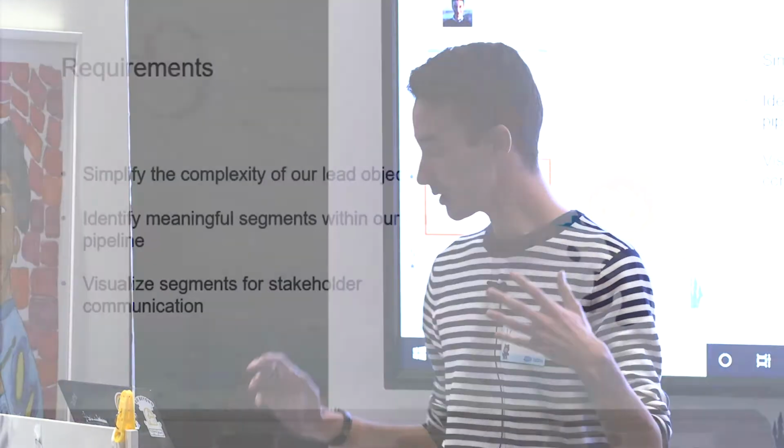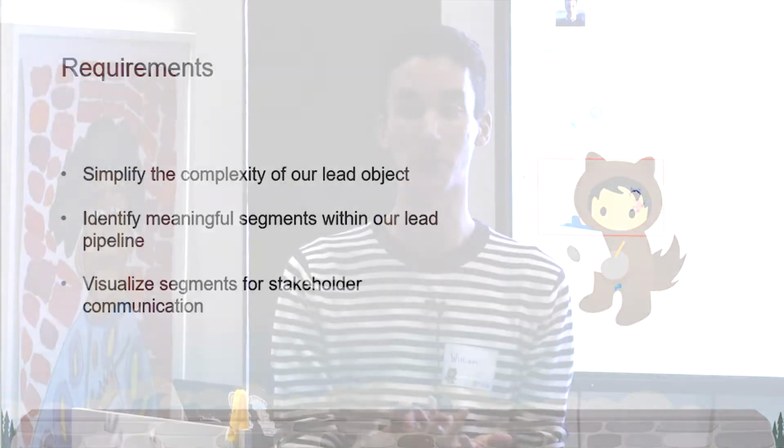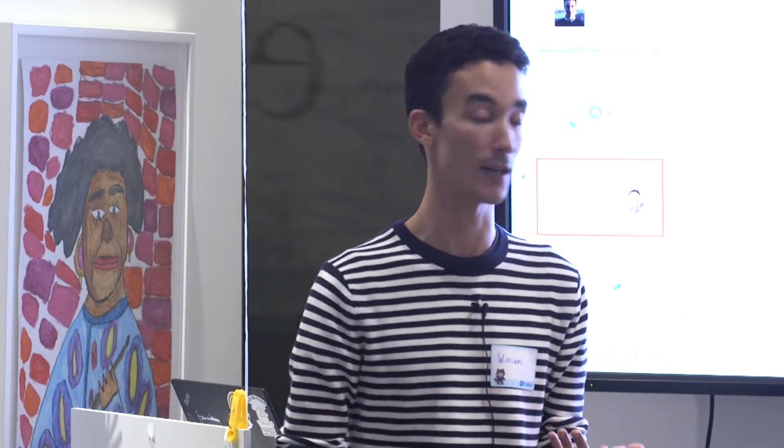So what I was trying to solve was I want a way to simplify the complexity of a lead object that includes any number of fields and come up with an accurate indicator for segmentation that is based in statistics. And I want to be able to visualize these segments for stakeholders so they can see what a realistic segment looks like in our org, so that we can better leverage it.